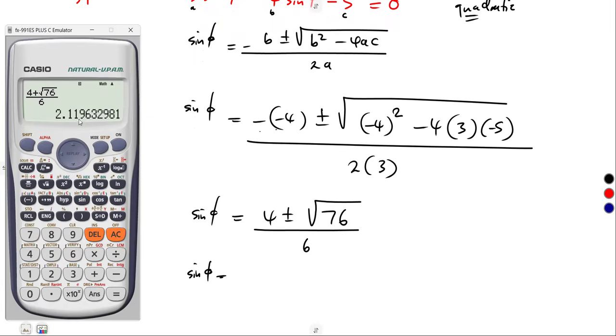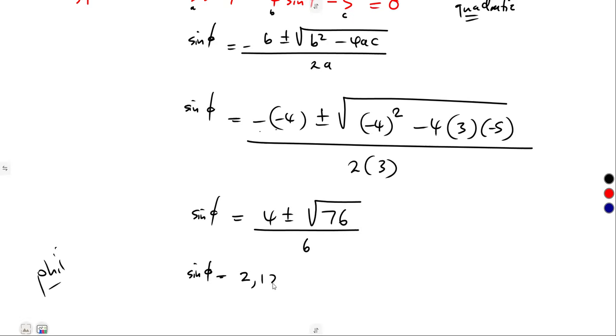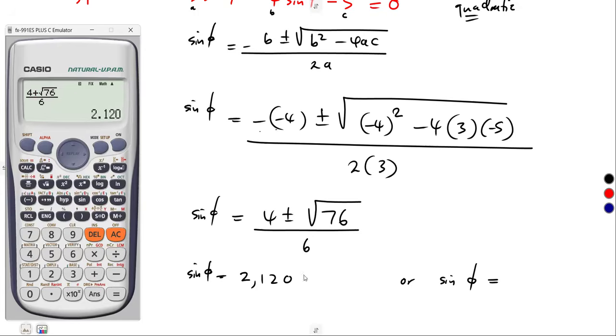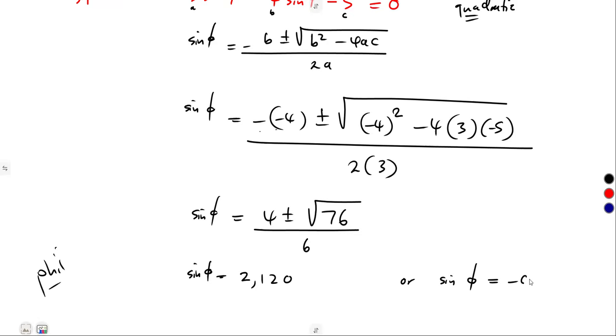Which is 2.1, and to 3 decimal places it is going to give us 2.120. Or the sine of angle phi is equal to, if we had to consider a negative here, it was going to give us negative 0.786 to 3 decimal places.